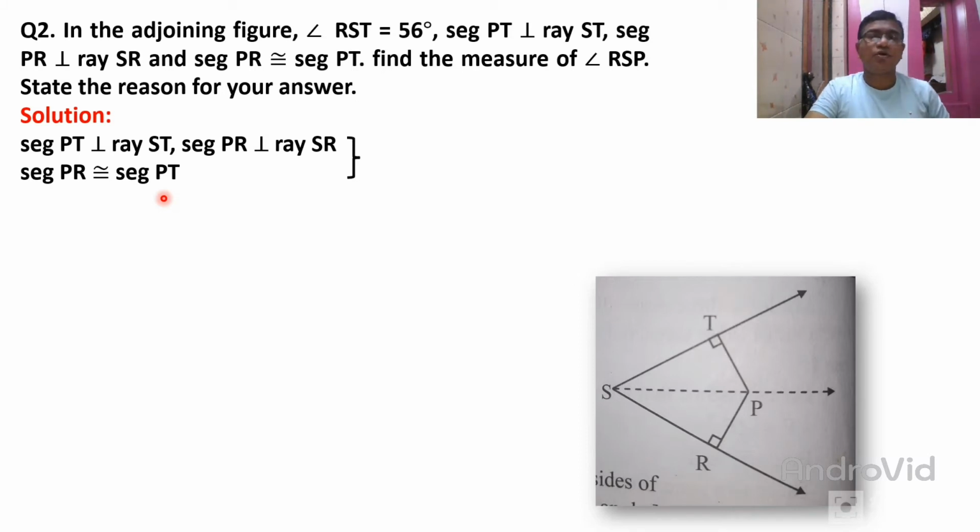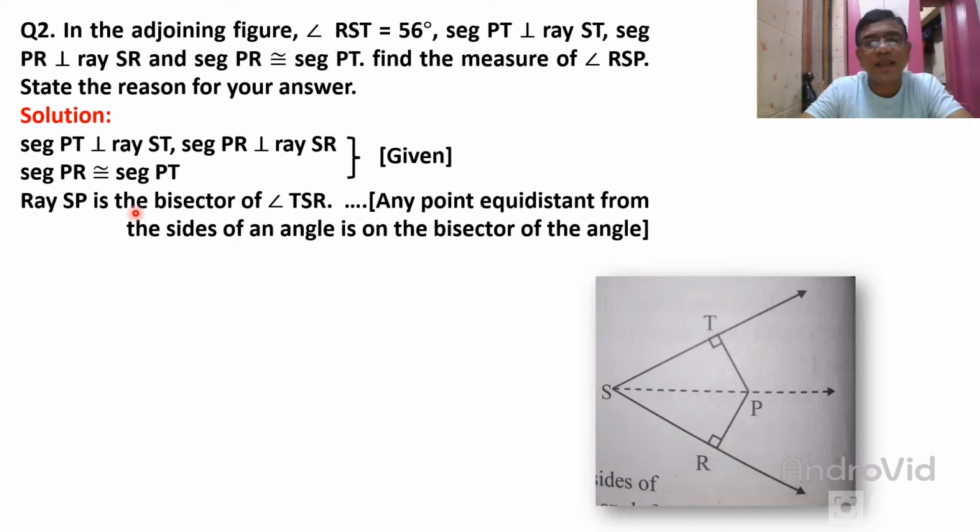So if they are congruent, it is given, and if they are congruent, so ray SP is the bisector of angle TSR. Any point equidistant from the sides of an angle is on the bisector of the angle. So this is the reason given. Why? Because PR is congruent with PT. So they are equidistant. Equidistant means the distance is the same.